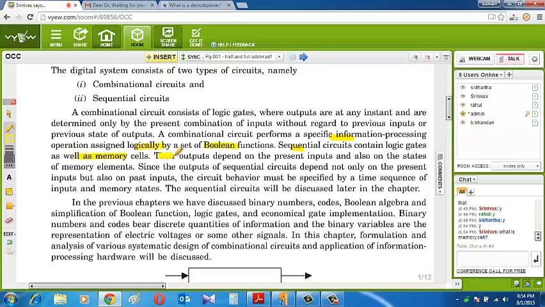Their output depends on the present input and also on the state of the memory element. Since the output of a sequential circuit depends not only on the present input but also on the past inputs, the circuit behavior must be specified by a time sequence of inputs and memory state.